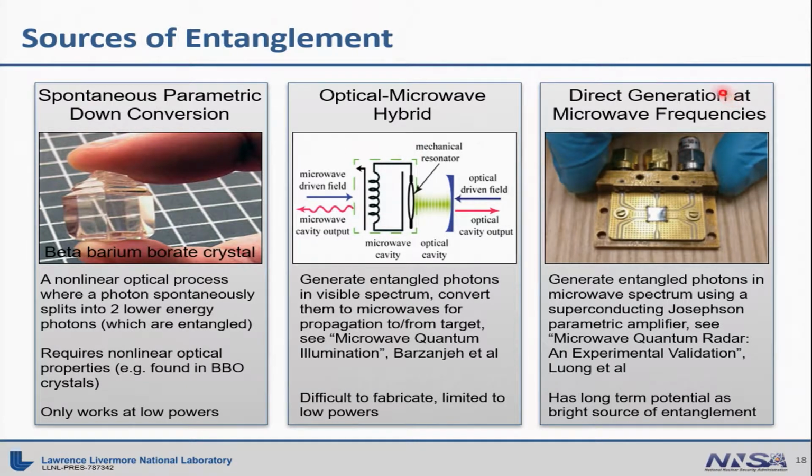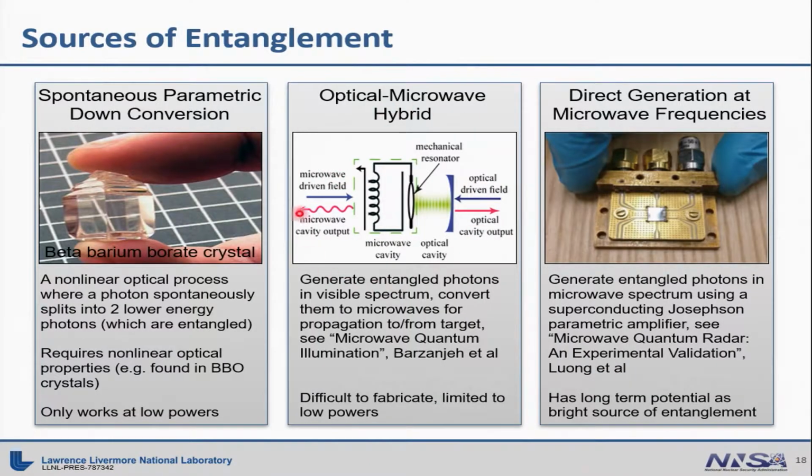You could try to do this directly at microwave frequencies. There was a paper published by Long and others where they described how to build a microwave source of entangled photons using a Josephson parametric amplifier. I think, long-term, this could eventually be a way to generate a bright source of entangled microwaves, just what you would want for a quantum radar. This is still early on, though.